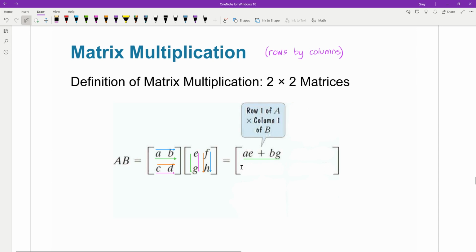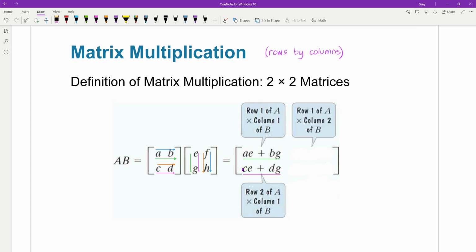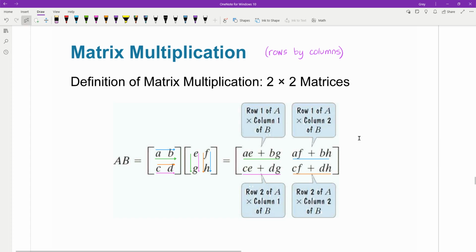It's the second row, first column. So I'm going to multiply the second row by the first column, which is in pink. So that's going to be CE plus DG. And then we go over here to the upper right. That's going to be first row, second column, which is in blue: AF plus BH. And then the last one is second row, second column, which is going to be CF plus DH. But if you remember this key concept of rows by columns and you figure out the element that you need, then hopefully you won't find it very difficult.